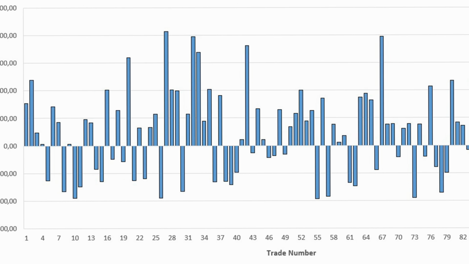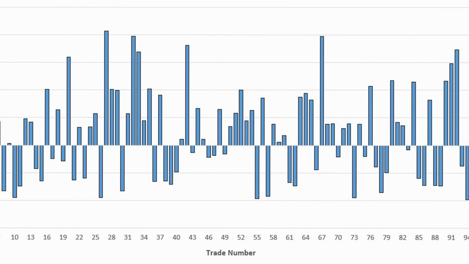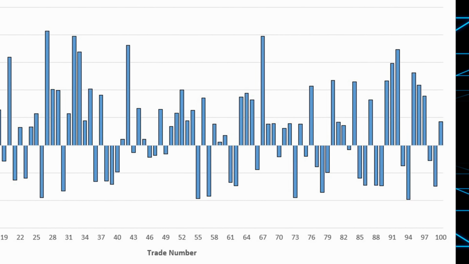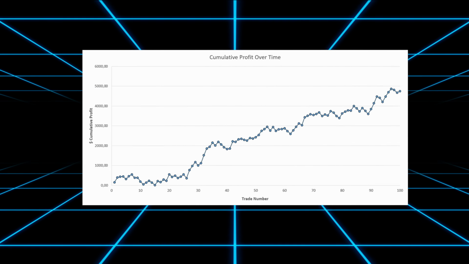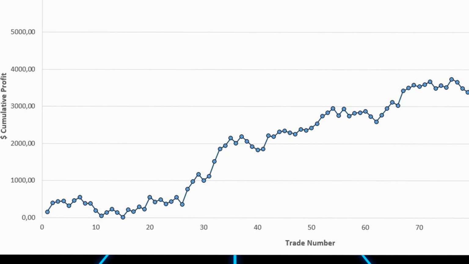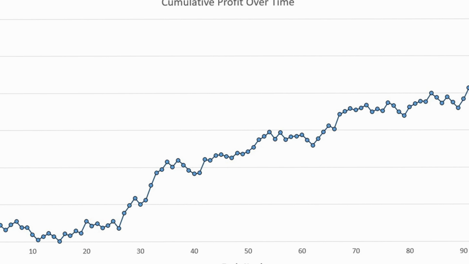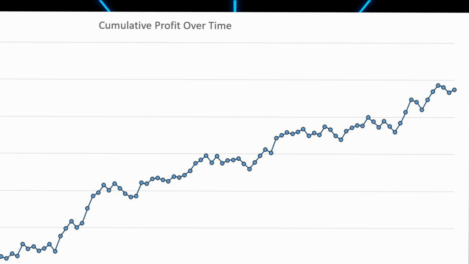I use 10% of my account per trade, adjusting as my balance changes with each win or loss. For example, if I profit $100 on a trade, my new balance becomes $1,100, and I use 10% of this updated balance for the next trade.